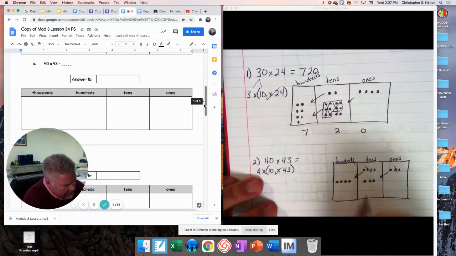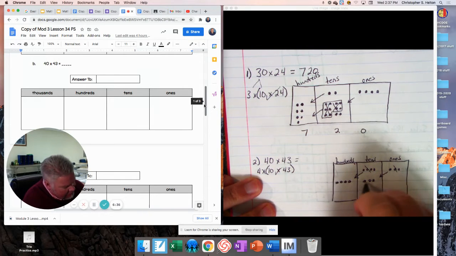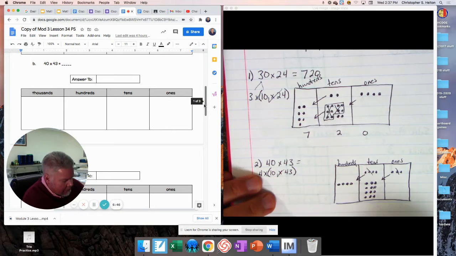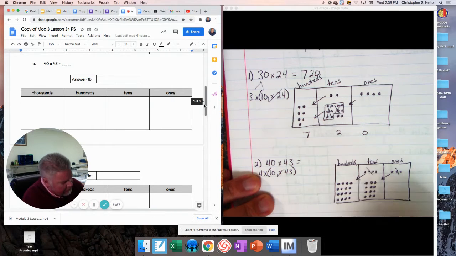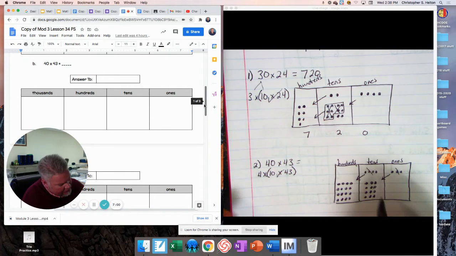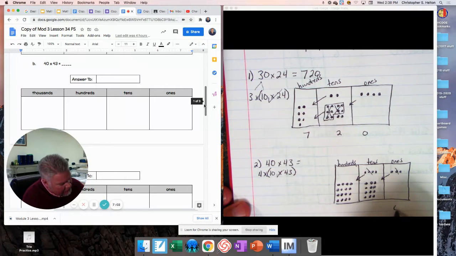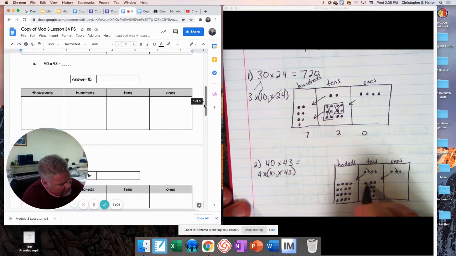So each one of these, we've got to do 4 times that many. So there's 1 time, 2 times, 3 times, 4 times. Do 4 times this one. 1 time, 2 times, 3 times, and 4 times. So let's count, see how many we have. There's none here, so we know that's 0. 1, 2, 3, 4, 5, 6, 7, 8, 9, 10, 11, 12.